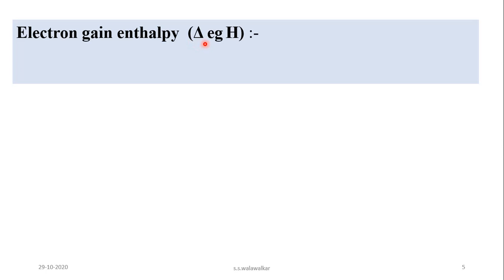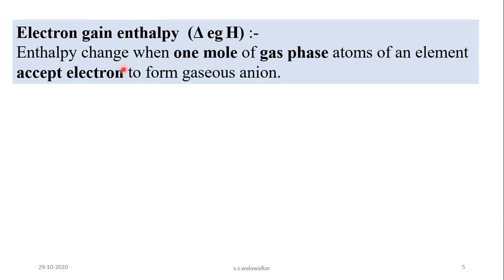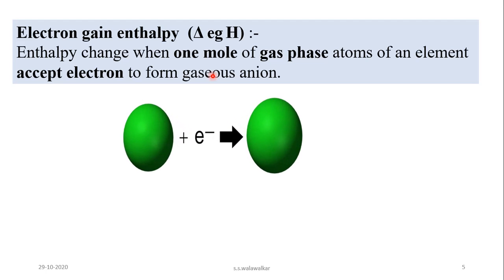The reverse of this is electron gain enthalpy. It is denoted as delta EGH, and it is the enthalpy change when 1 mole of gaseous phase atom of an element accepts an electron to form a gaseous anion. See here, suppose it is a chlorine atom, and it accepts one electron and forms chloride ion in a gaseous state.